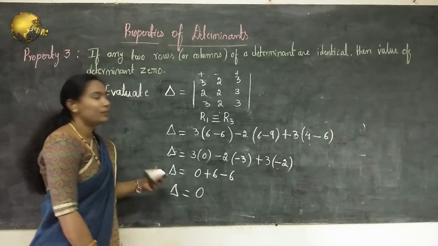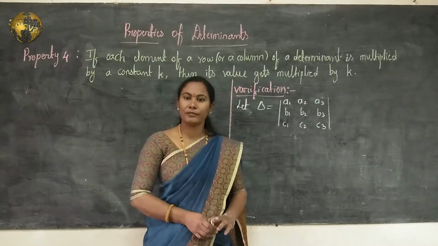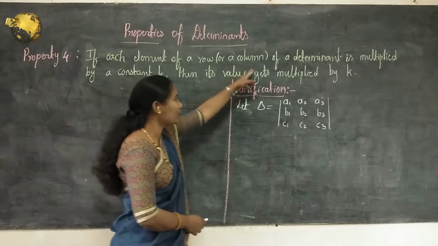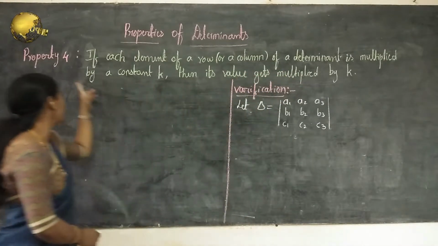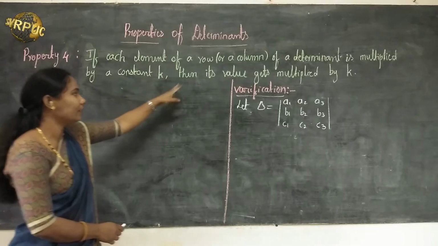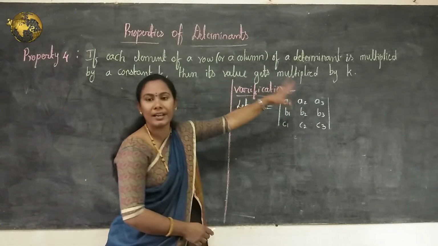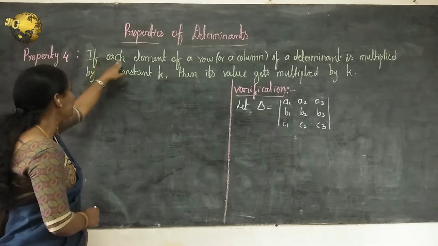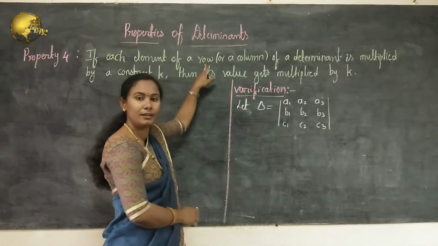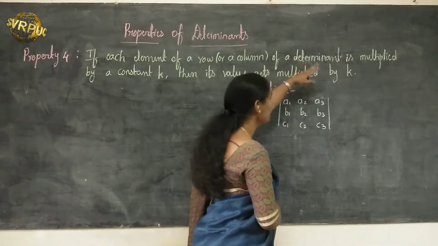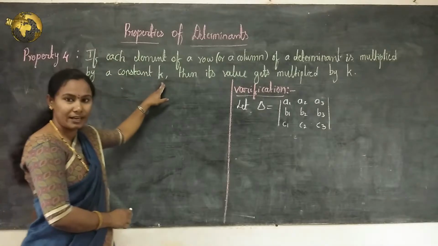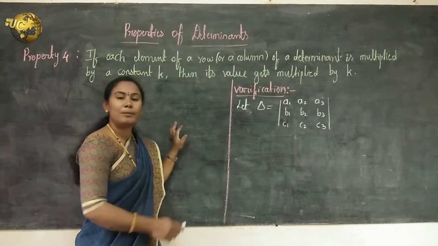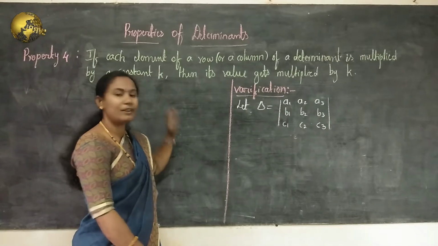Okay, so let me move on to the next property. The fourth property is, if each element of a row or a column of a determinant is multiplied by a constant, then its value gets multiplied by a constant k. Here k is a constant. That means if each element of either a row or a column of a determinant is multiplied by a constant k, then its value gets multiplied by k. Okay, let me verify this property.